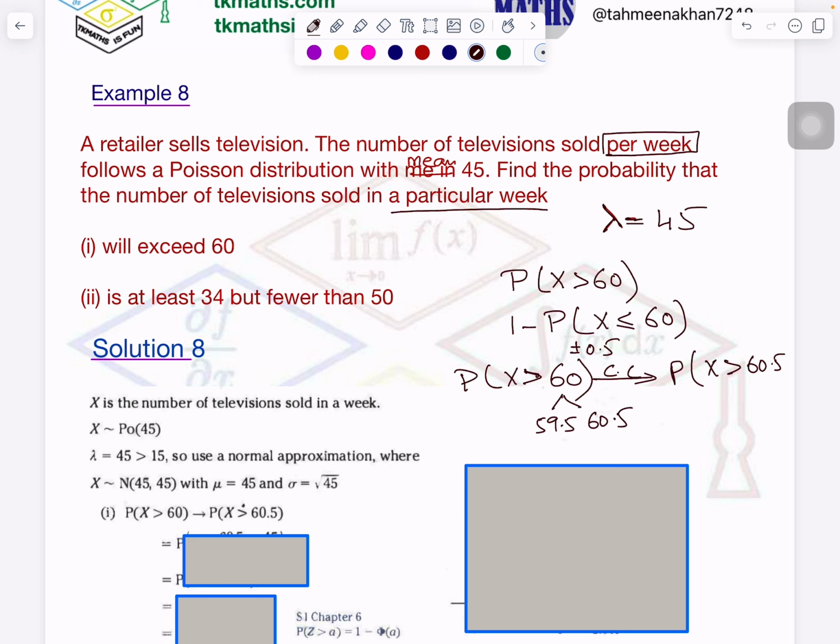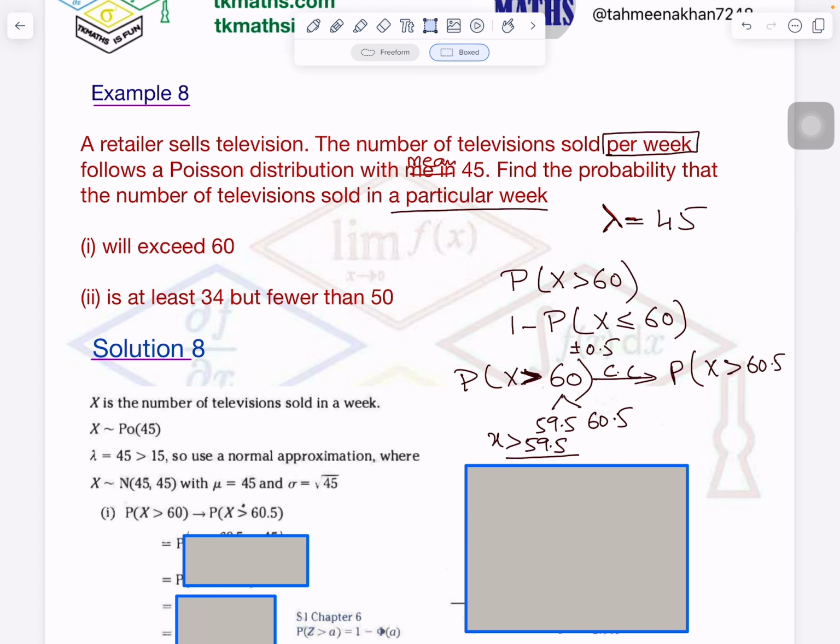So if you say x is greater than 59.5, then automatically 60 will be included. But we should not include 60 because it is only greater than; the equal to symbol is not here. So I hope you remember last year's things. This is related to S1.